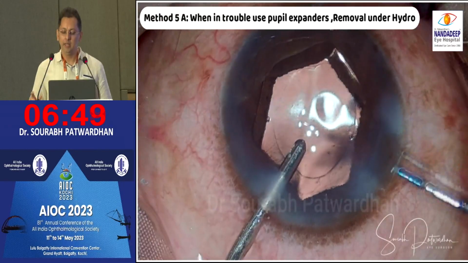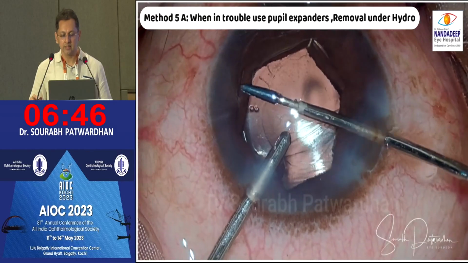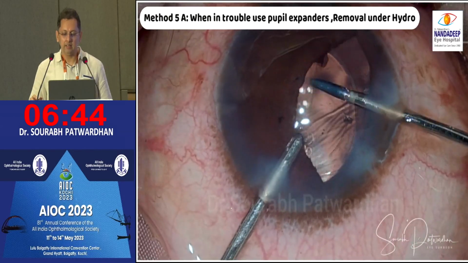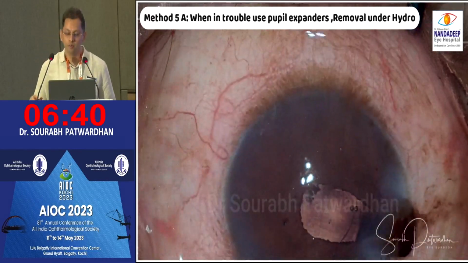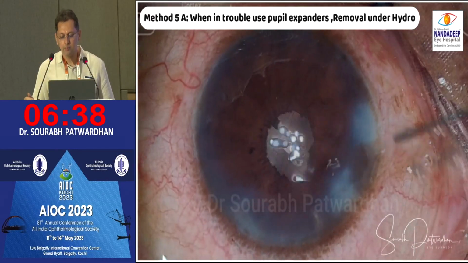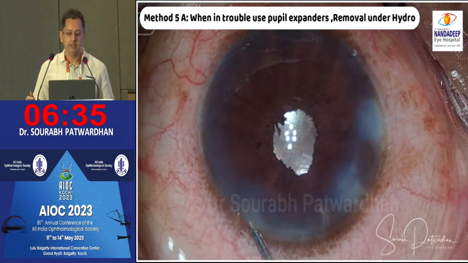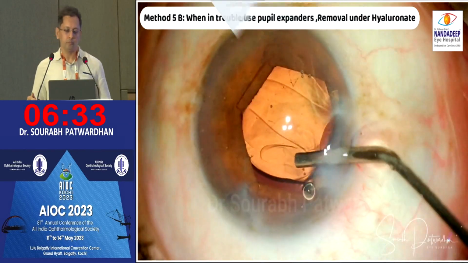Now under the irrigation itself, I want to remove this B hex, but I have seen that in such cases we may have some iris damage because of the irrigation coming out from the incision, so maybe you can use a small side port incision. But now I have changed my technique.